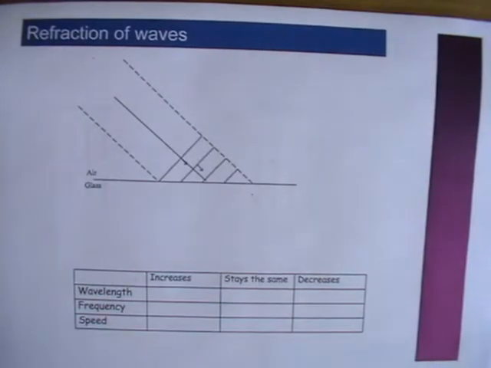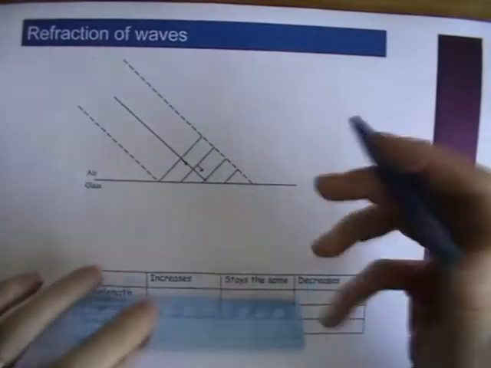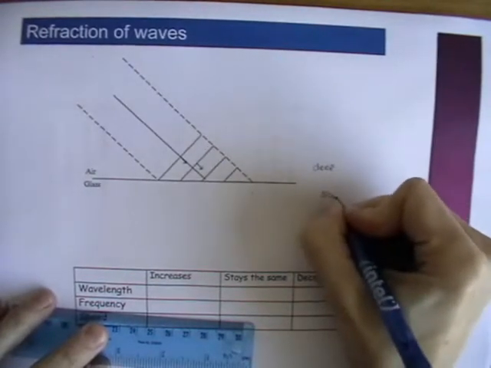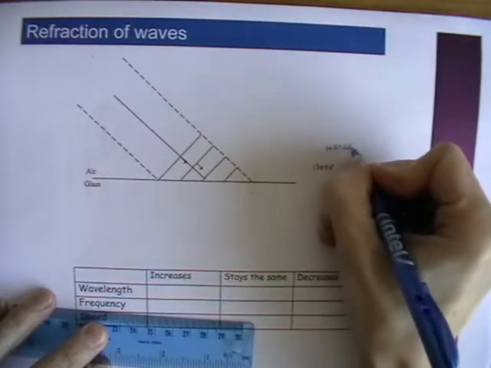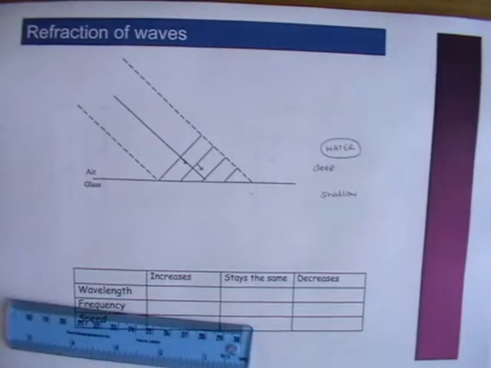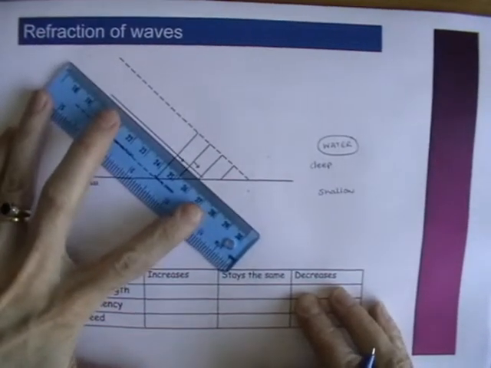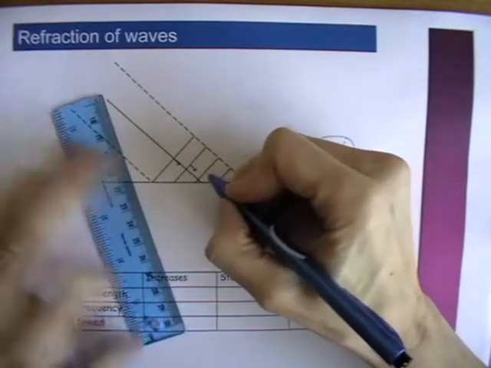Back to a refraction diagram here. You have got some light or water passing into a different medium, in this case light passing from air into glass. This could be from deep into shallow water, if you're talking about water. This will give you exactly the same idea. We know that whenever light passes into a denser medium, it bends towards the normal.